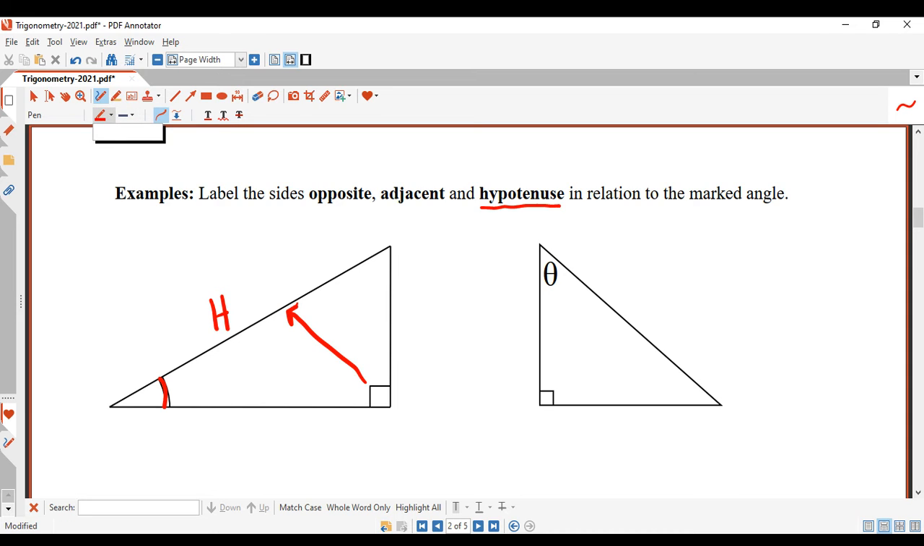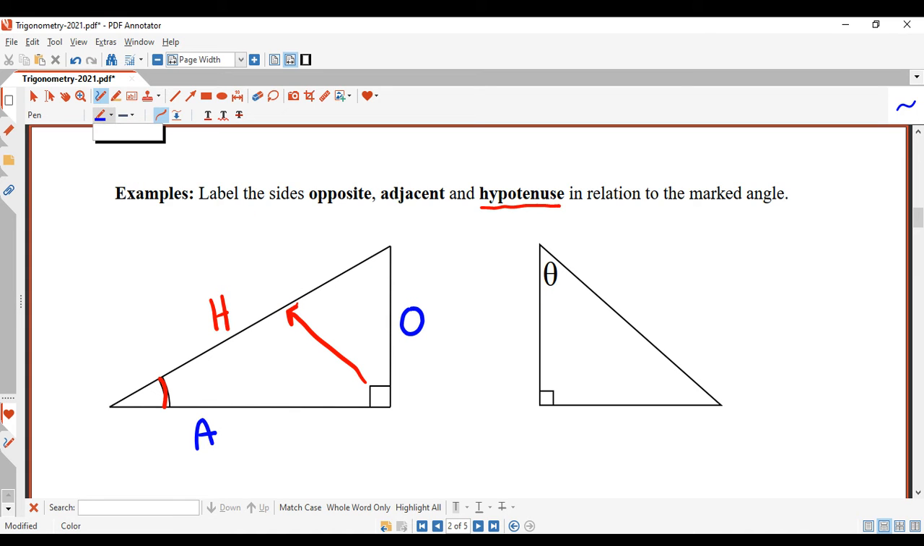Okay, now the other two sides, let's take the side furthest away from the marked angle, which is over here. That'll be the opposite side. And then the side which is next to this side, that's the adjacent side. Adjacent means next to. Okay, so in class, if you're sitting next to someone, you are adjacent to them. You're next to them. Let's come over to this question now.